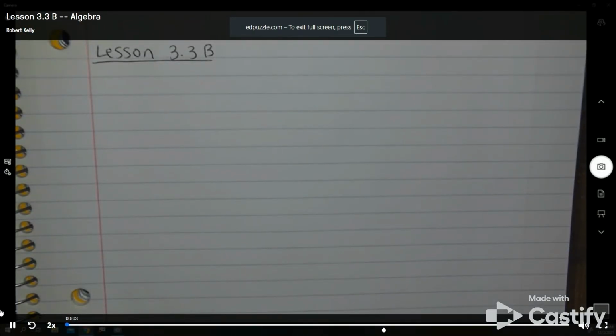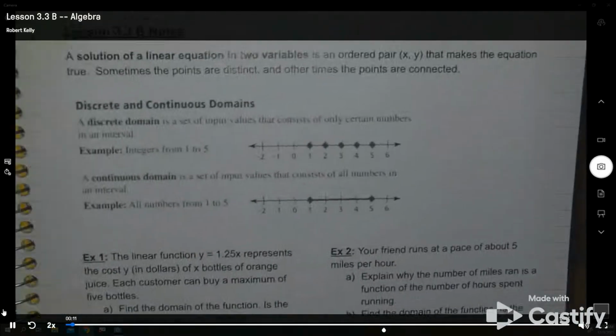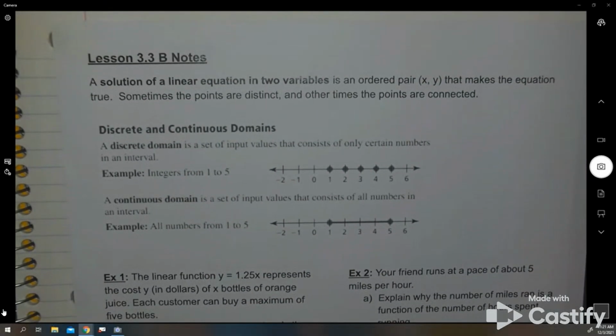This is lesson 3.3b. In lesson 3.3b, we're going to be talking about discrete versus continuous data. A solution to an equation in two variables is an ordered pair. The x value stands for something and the y value stands for something, but together they form a dot, and the dot is the solution. Sometimes these dots are distinct, and other times we connect them together.